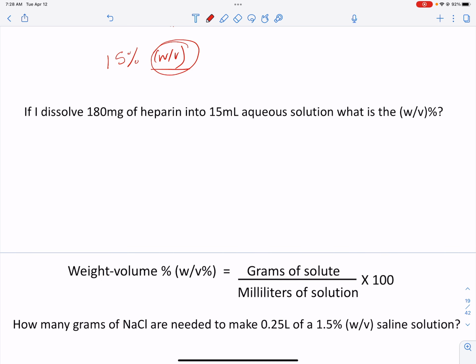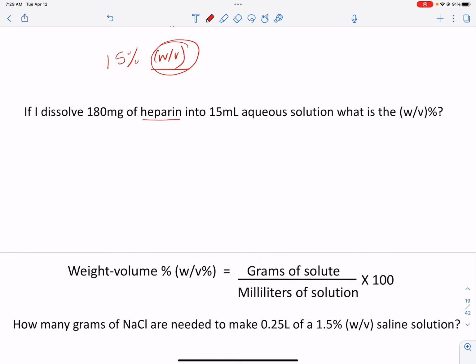Next question. If I dissolve 180 milligrams of heparin, I usually pause and ask students, who knows what heparin is? I actually worked with it a lot in graduate school in my research, and it's part of the blood clotting cascade. It's a blood thinner, so you might know somebody who is on a blood thinner like heparin. So it works against blood clotting.